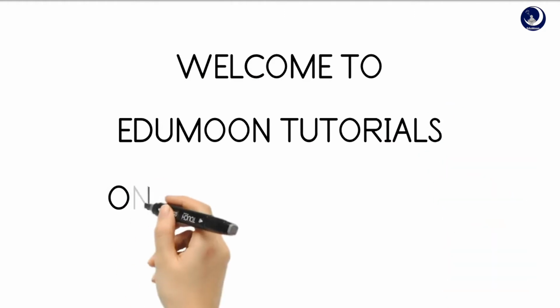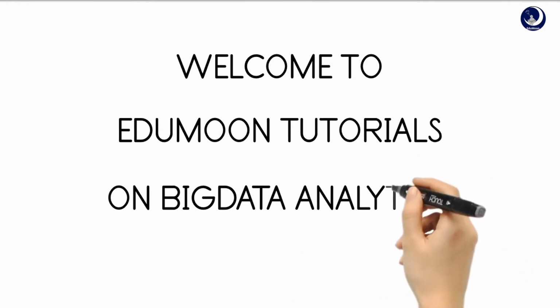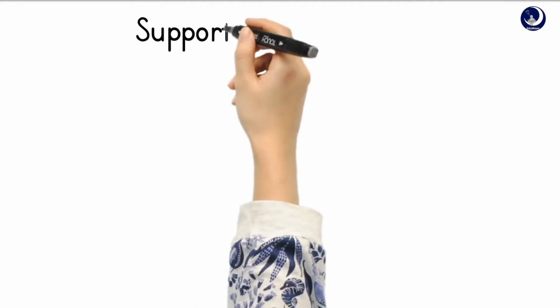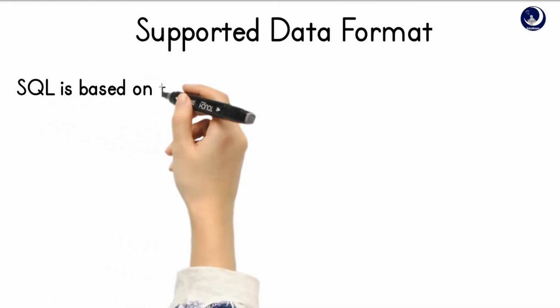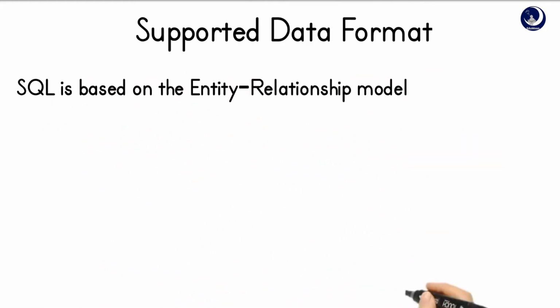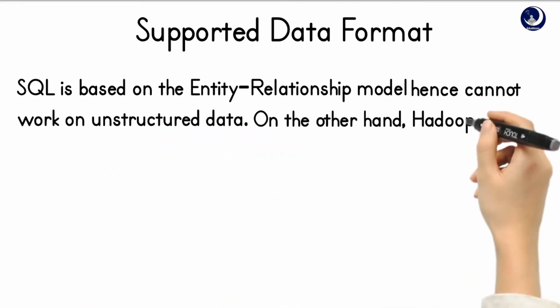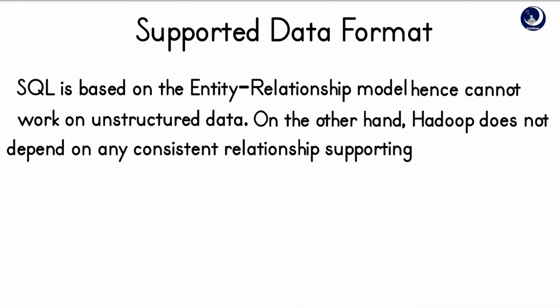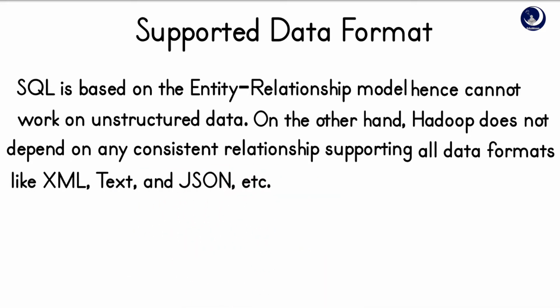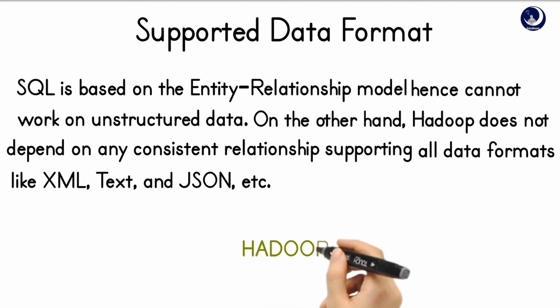In this video, we'll discuss the basic differences between SQL database and Hadoop. The first important difference we talk about is the data format that is being supported. SQL is based on the entity relationship model, which is purely structured data. On the other hand, Hadoop does not depend on any consistent relationships, as it supports various kinds of data formats like XML, text, JSON, which together form the big data. So, in this aspect, Hadoop is advantageous as compared to SQL.